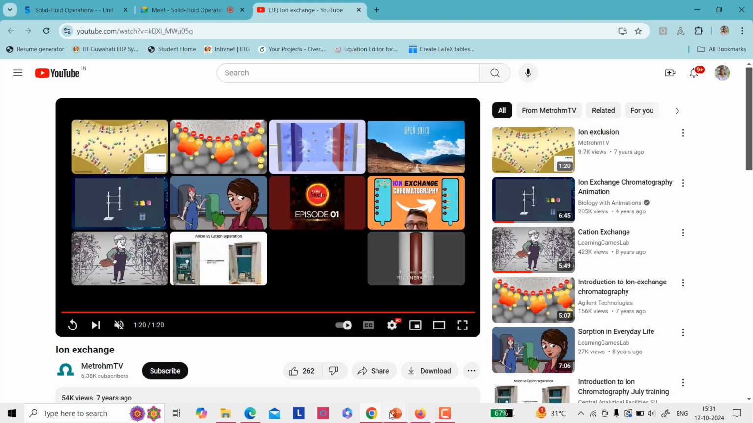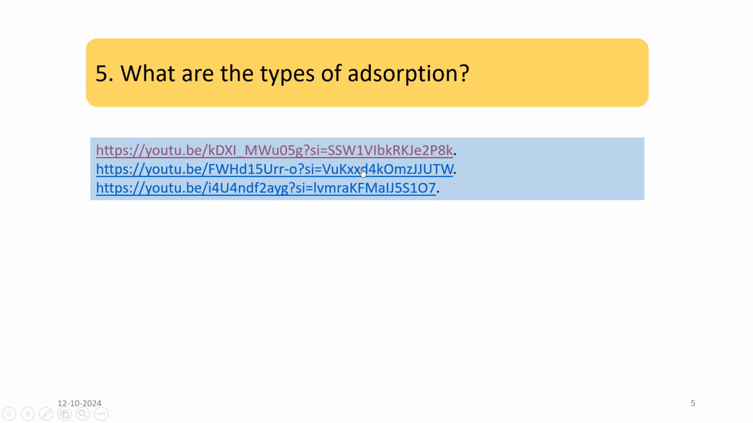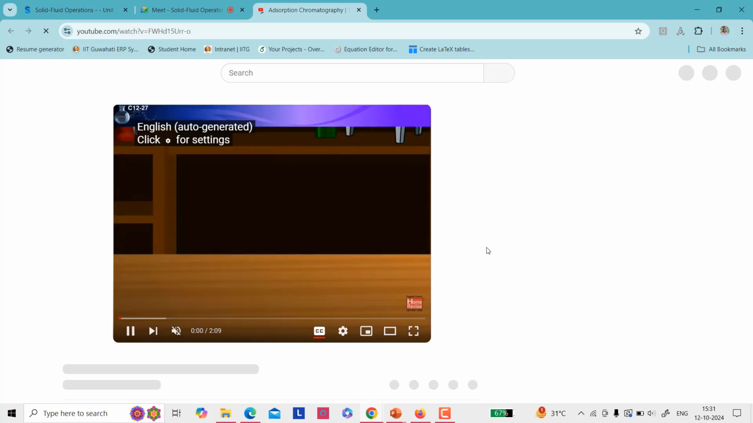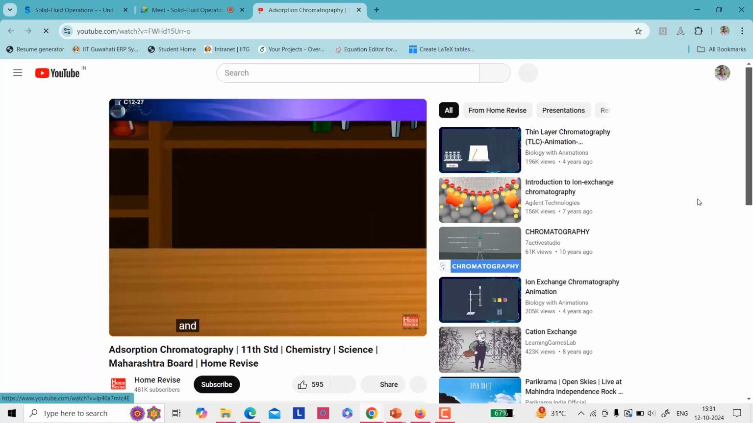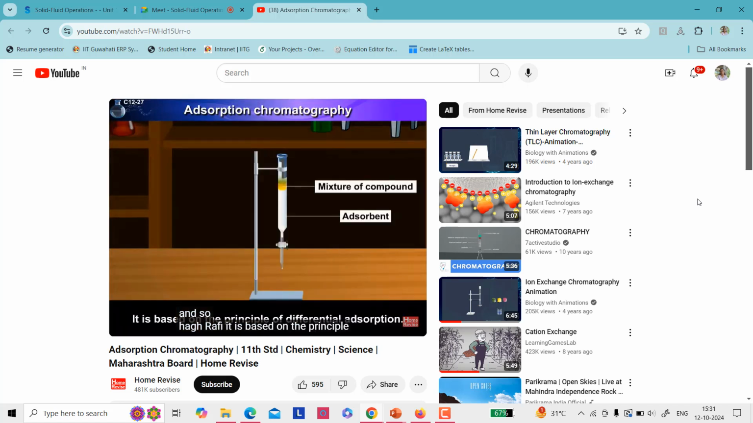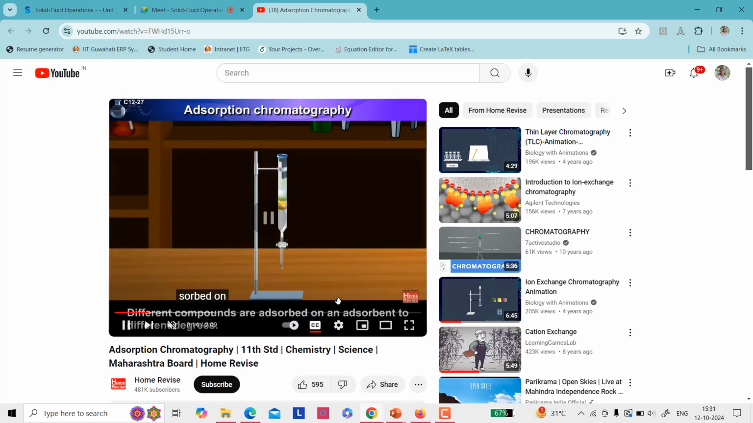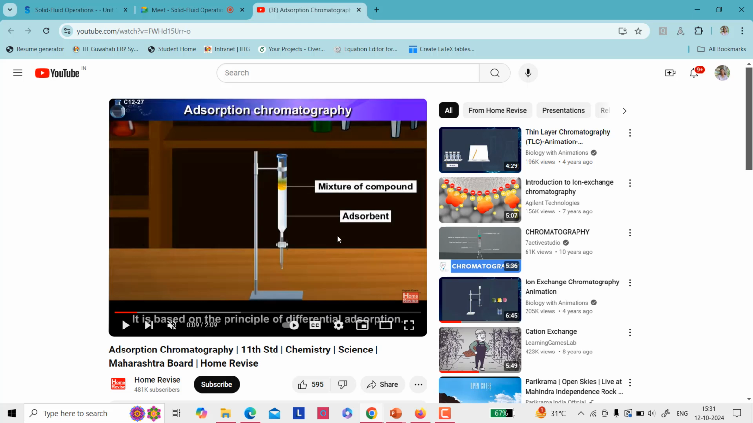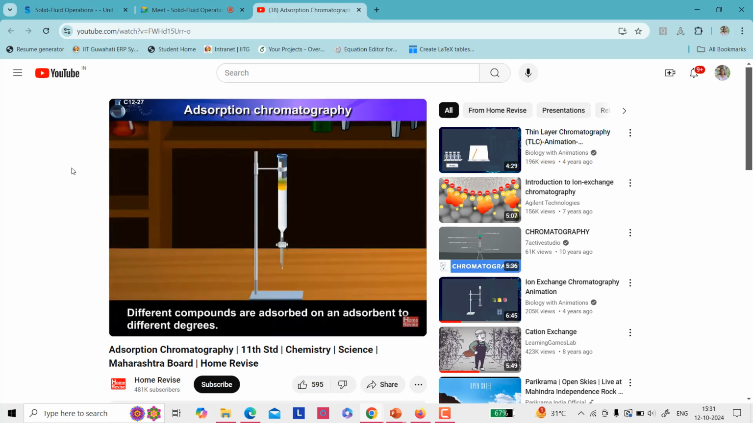Next one is chromatography. Adsorption chromatography. So you can see this is the mixture of compounds, this is the adsorbent, and it is based on the principle of differential adsorption. Different compounds are adsorbed on an adsorbent in different levels. That is adsorption chromatography.